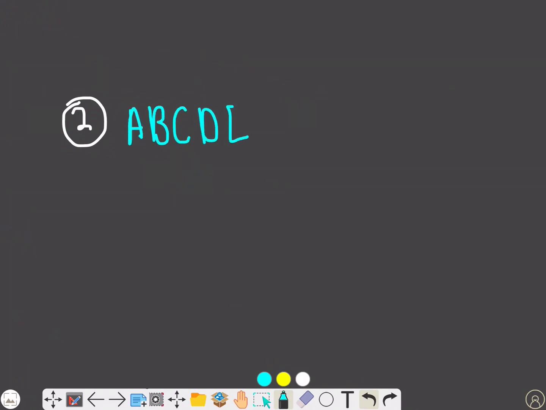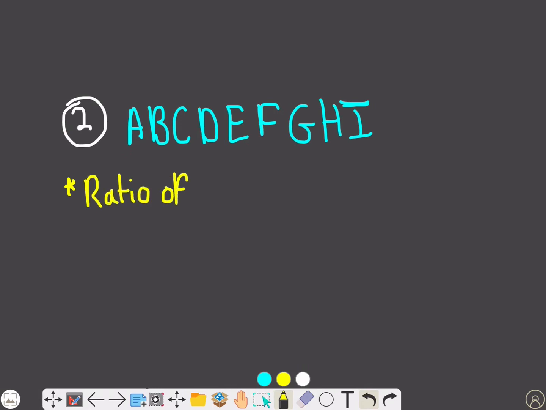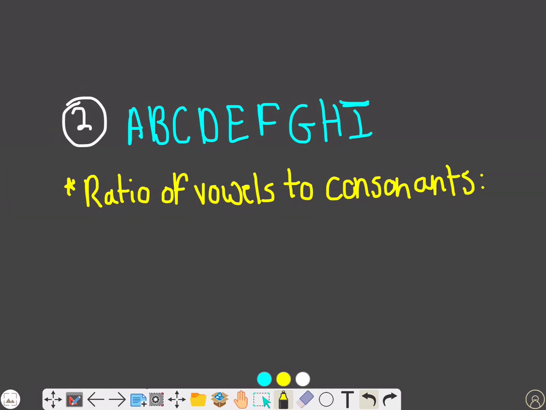It doesn't have to just be circles and squares or visuals like that. You could also have letters, A, B, C, D, E, F, G, H, I, and I stop at I, and then I give you the question of, what's the ratio of vowels to consonants? Now to know that, I have to know my vowels are A, E, I, O, and U. And if I was to count out my vowels, I have A, I have E, and I have I, so that's 3. If I was to count out my consonants, there's 1, 2, 3, 4, 5, 6.